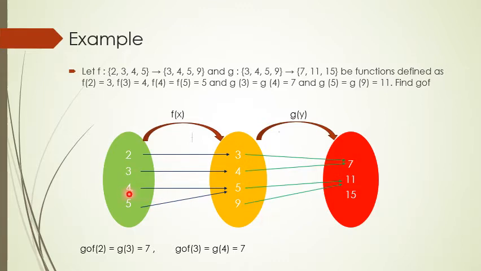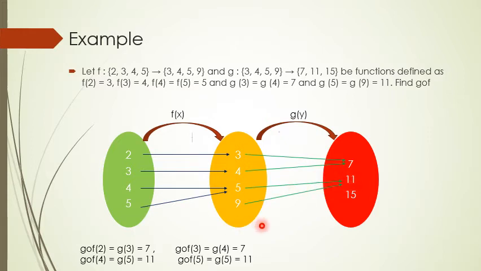Now, what is g of f of 4? g of f of 4 equals g of f of 4. What is f of 4? f of 4 is 5. That is, 4 is mapped to 5. Then 5 is mapped to 11. Hence, g of f of 4 is 11. g of f of 4 equals g of 5 equals 11. Similarly, g of f of 5 is also 11.